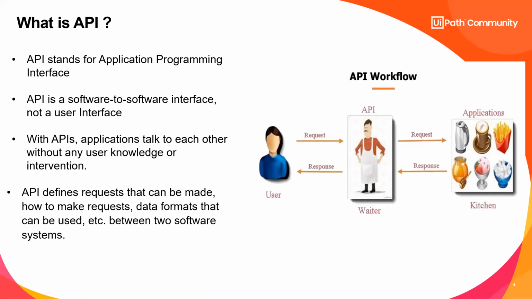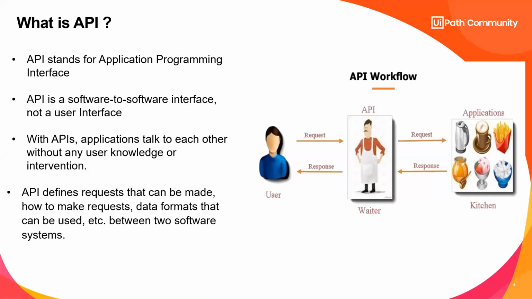The waiter will communicate your order to the kitchen and then get the food from the kitchen to your table. So here the waiter or API works as a messenger where it takes the request from the user and delivers it to the system, and then takes the response from the system and provides it to the user.